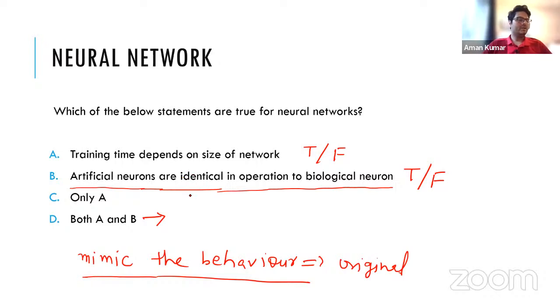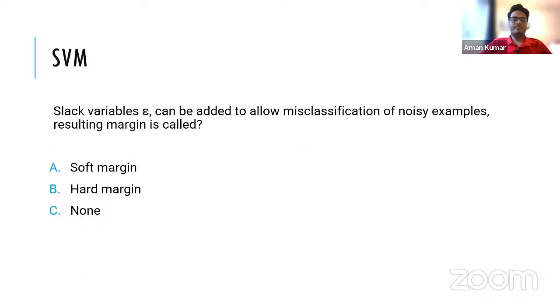What is your opinion on that? Is it same or different, biological neurons and artificial neurons? In my opinion, training time depends on size of network is true, but artificial neurons being identical in operation to biological neurons is false. Okay, let's move to the next one.